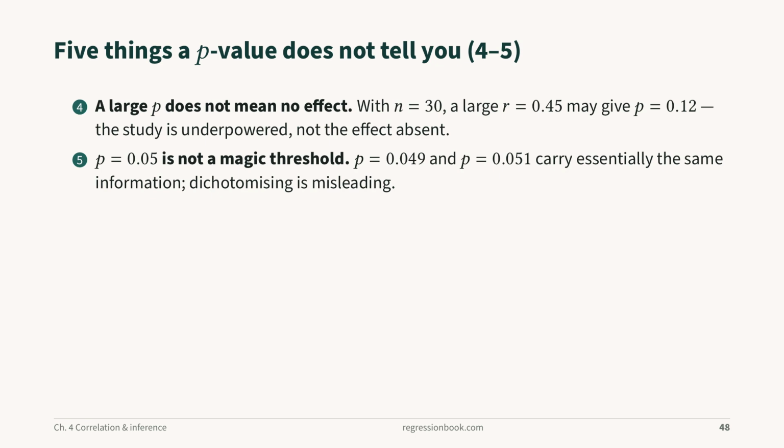And the final 2. A large p-value does not mean no effect. With 30 observations, a substantial correlation of 0.45 can produce a p-value of 0.12, an underpowered study, not an absent effect. And 5% is not a magic threshold. 0.049 and 0.051 carry essentially the same information, and dichotomizing them is misleading.